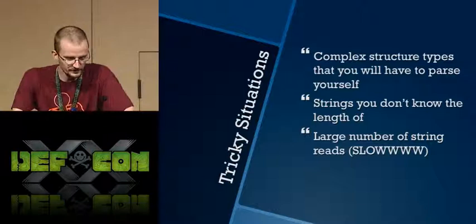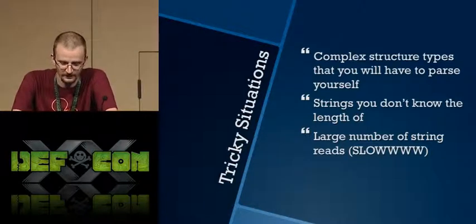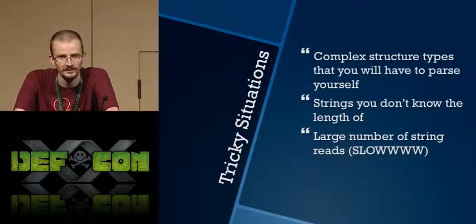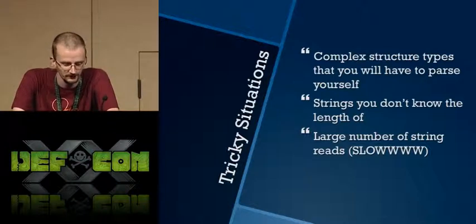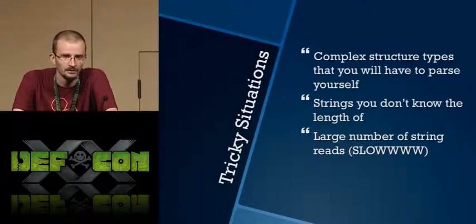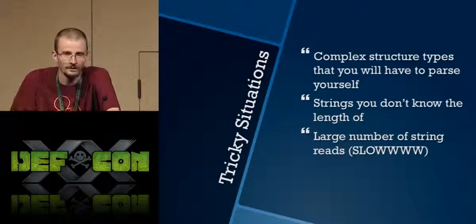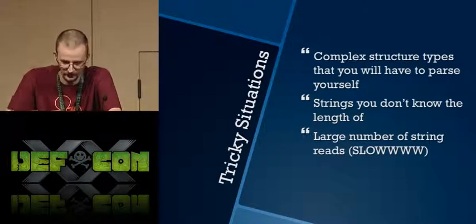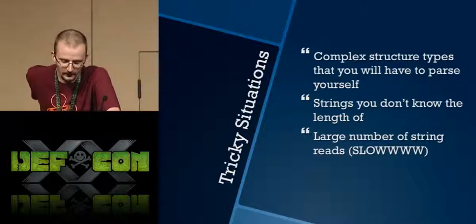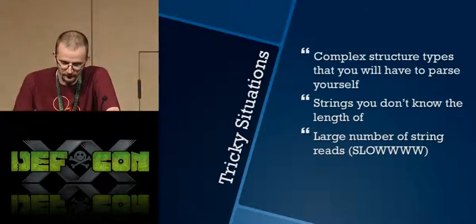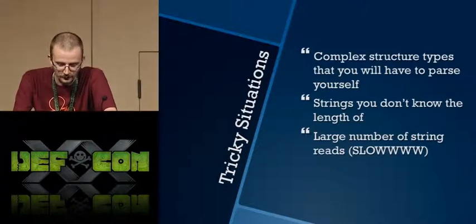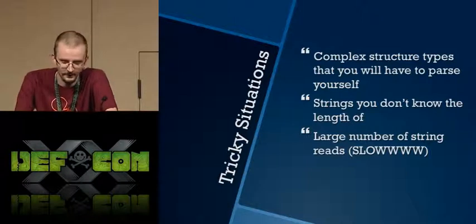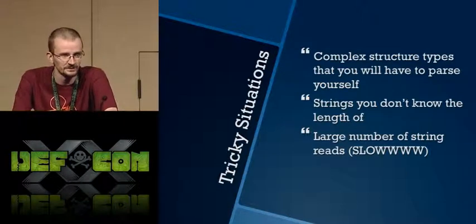So some of the more tricky situations that you can run into, again, is the complex structures that you'll have to parse yourself. A lot of times you end up doing some funny things like having to get pointers back and then increment the pointer yourself and do another memread and do a memread and increment a pointer. And so you can end up with some kind of tedious work with that. Because you're reading everything directly out of memory, if you don't know the length of a string, you can run into some tricky situations with that too.